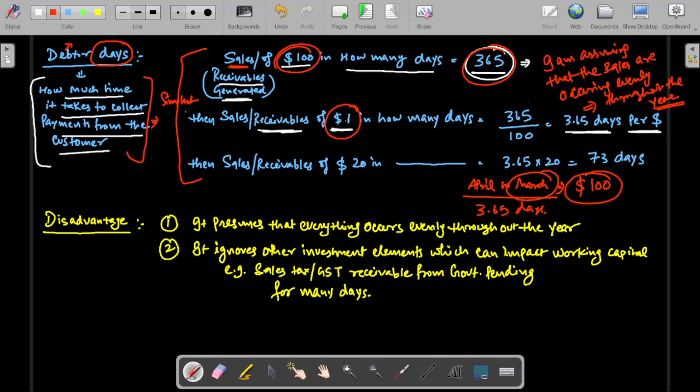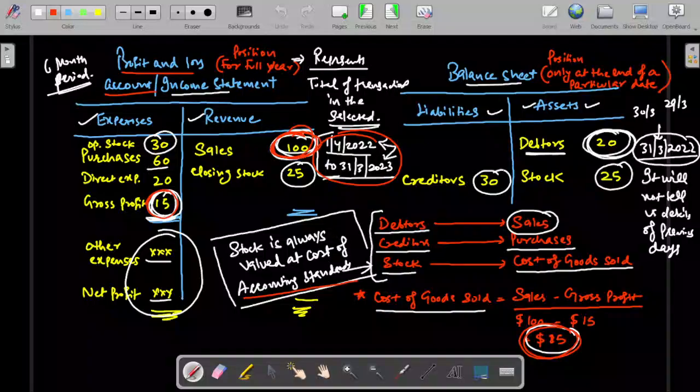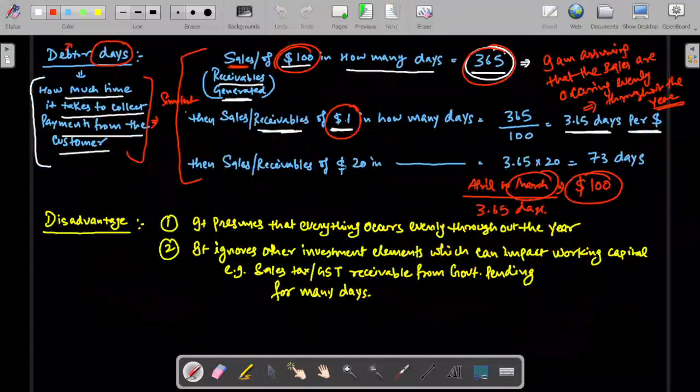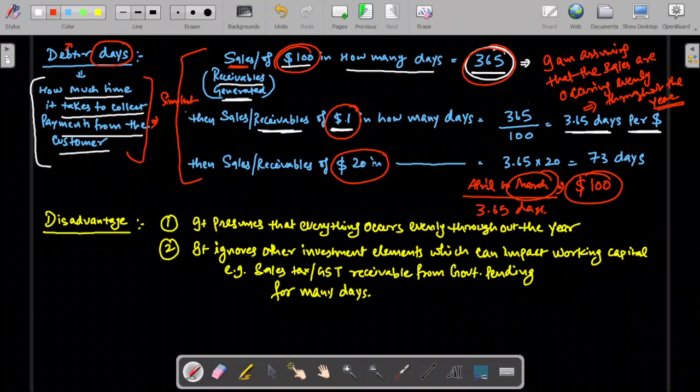I hope you are getting what I am trying to tell you here. So I am assuming that 3.65 days are taken to generate $1 worth of sale. Then if I have $20 worth of payment left with me, how many days of sale does it represent? It represents 3.65 into 20, which is 73 days worth of sales.